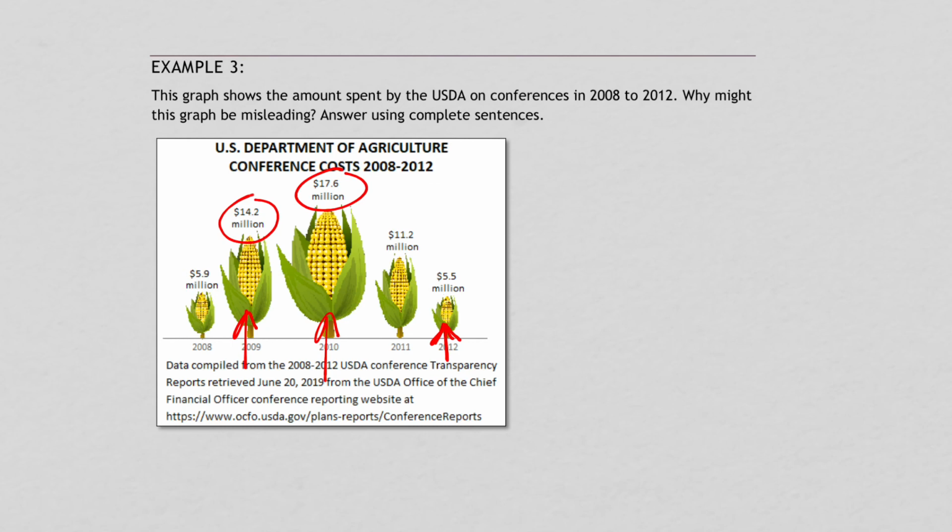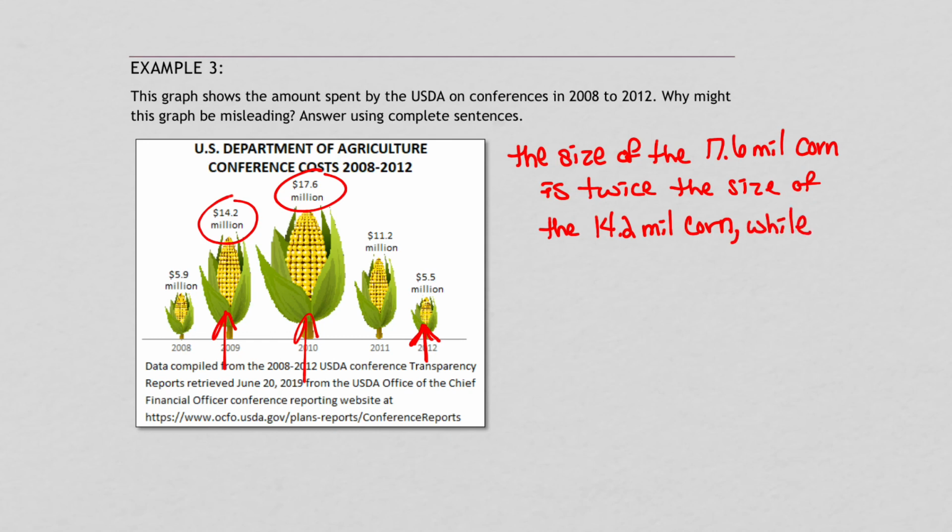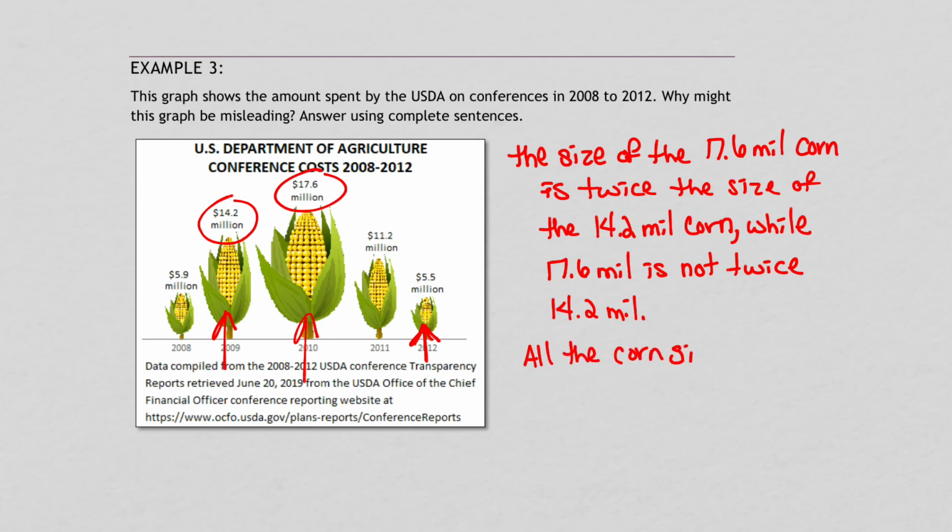And so I'm just going to say, for one example, the size of the 17.6 million corn is twice the size of the $14.2 million corn, while 17.6 million is not twice 14.2 million. And all the corn sizes here are more misleading. Okay? You'll have a few of these to practice.